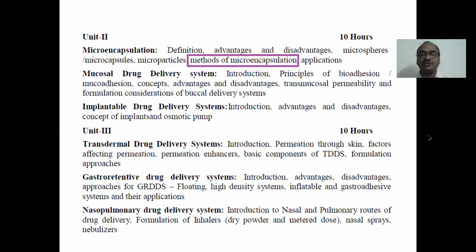So this is your syllabus. I am uploading all the topics as per your syllabus, all subjects, all years, B Pharm, M Pharm, Pharm D, total syllabus, all subjects, all courses. And here you can see methods of microencapsulation.